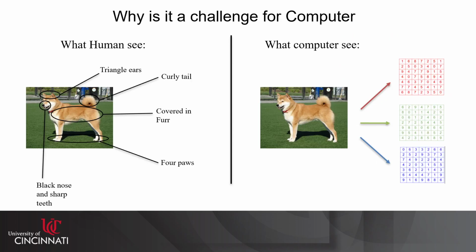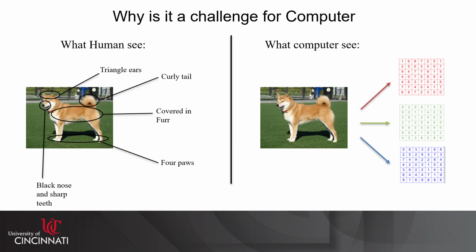Now how can we do that, and why is it a challenge for a computer? As a human, we automatically see an object. But what we do is we see a bunch of features and then we combine all the features, like the triangle ears. Here, shown on the left, there's a dog. We see all those little features like a curly tail, being covered in fur, four paws, and then we combine them together, and we see, okay, that's a dog.